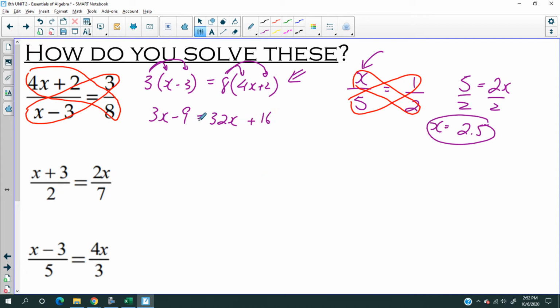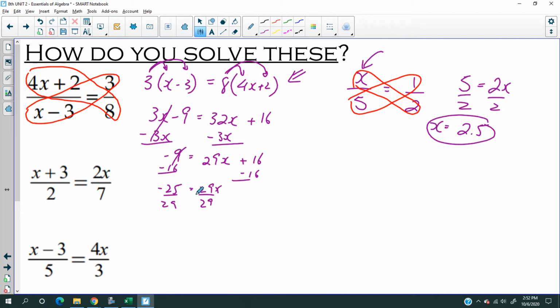Just a good old two-step equation. Subtract 3x on both sides. Okay, maybe not two steps, but all right. Negative 9 equals, what is that, 29x? Is that right? Yeah. Interesting numbers. Subtract 16. Oh wait, oops, shouldn't have done that. That's negative 25 equals 29x. Divide both sides by 29. All right, it's going to be some wild fraction.